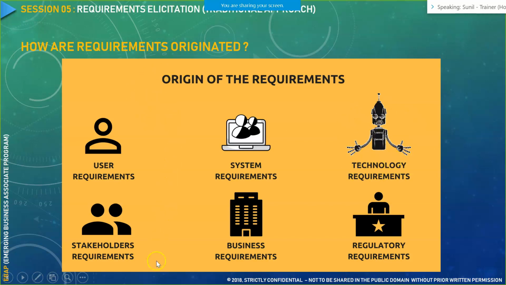So essentially in a particular project, we have these six things that would originate a requirement: the system, the user, the technology people, the regulator, the business, and the stakeholders who would be associated with the particular project. Now, business is like your day-to-day transaction that happens in a particular business. Like in your finance domain, what are the day-to-day operations that happen in a particular business? What is the flow of a particular business? That would give your business requirement.